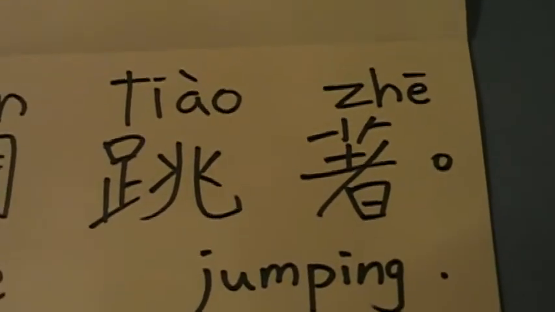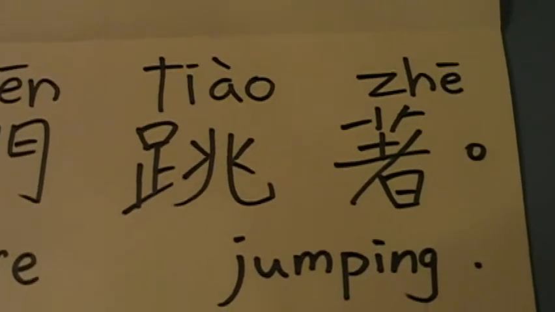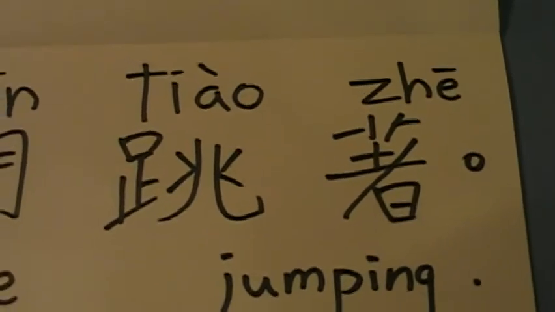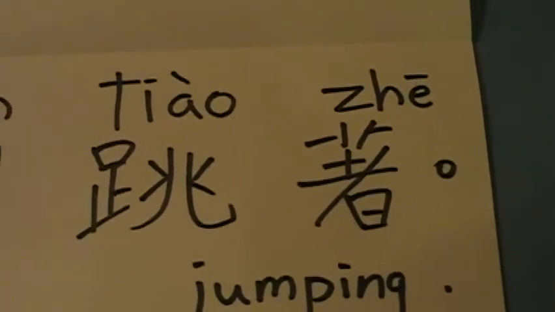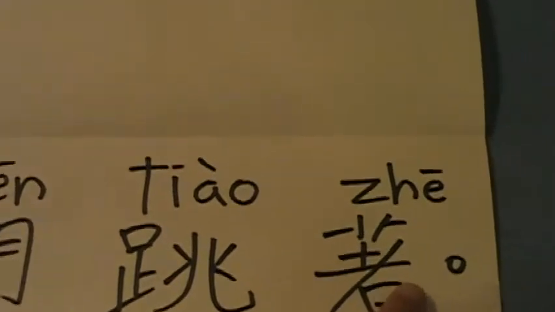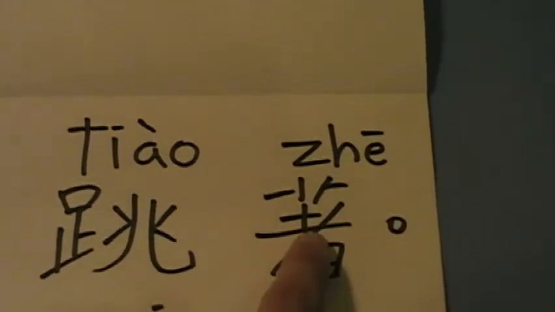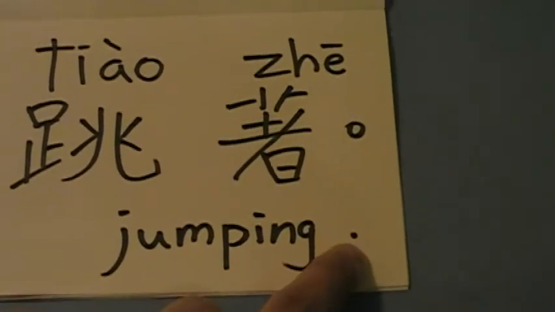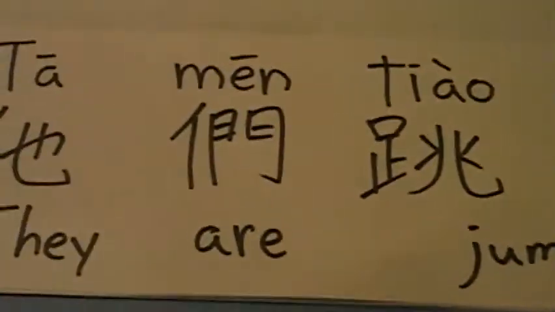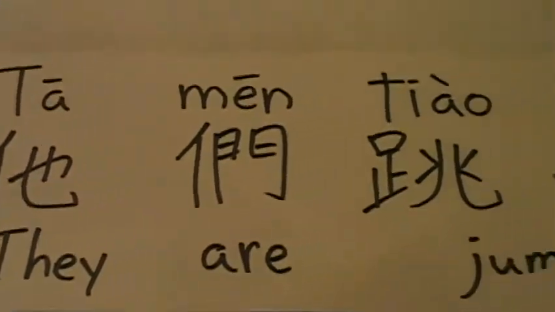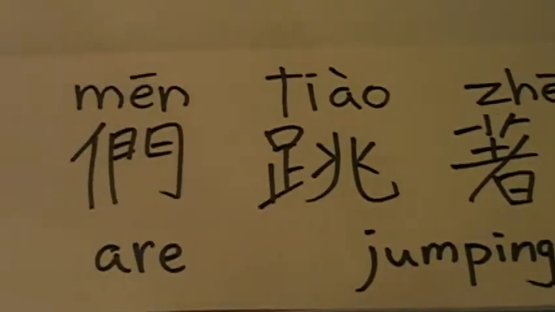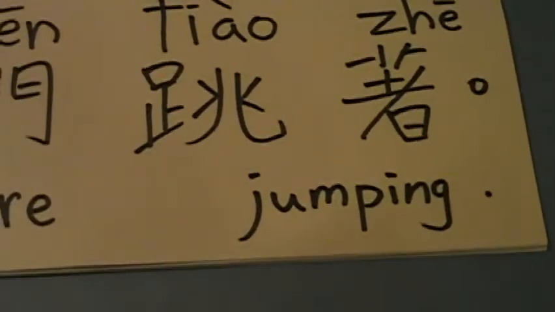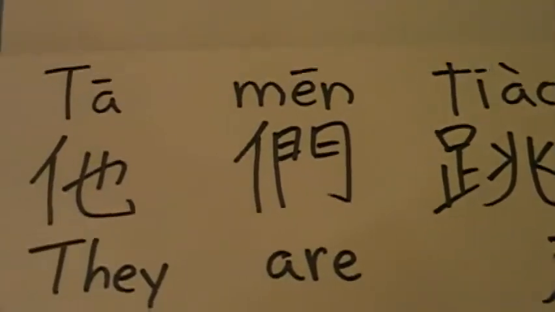Again, we see the period as an open dot and it is much larger and is written in the middle of a Chinese character, as seen in this case, rather than under the character, as in English. Again, 他们跳着 means they are jumping. And that is a present continuous form sentence.